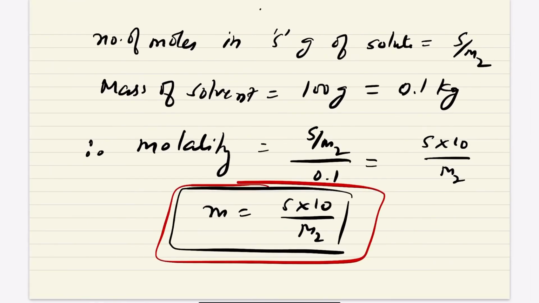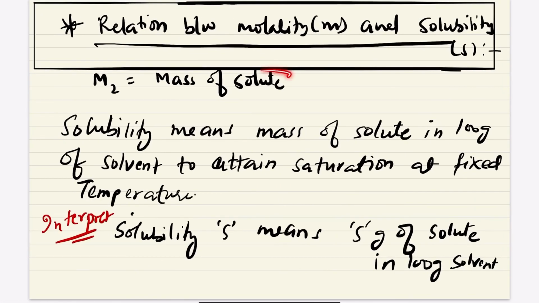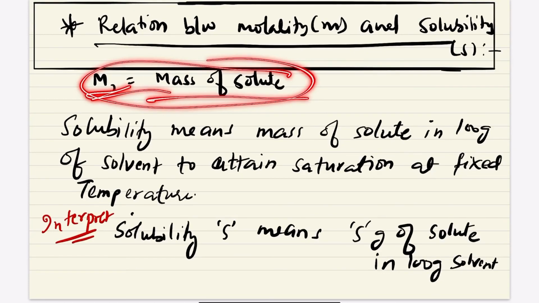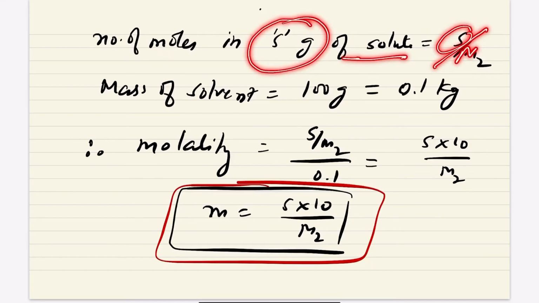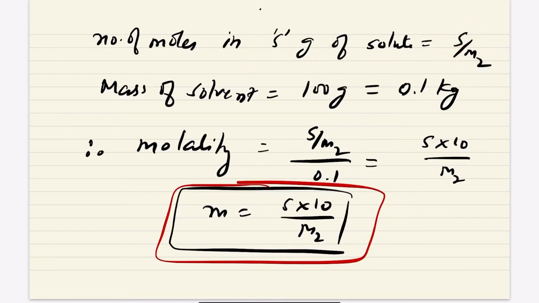तो mass of solute कितना है, s ग्राम. बट आपको इस मास ऑफ सोल्यूट को नंबर ऑफ मोल्स ऑफ सोल्यूट में कन्वर्ट करने के लिए क्या चाहिए, मोलर मास, वो भी दिया हुआ है. मोलर मास ऑफ सोल्यूट इज m2. तो number of moles present in s gram of solute, that will be equal to s divided by m2. Okay, so this is the number of moles present in the solution.